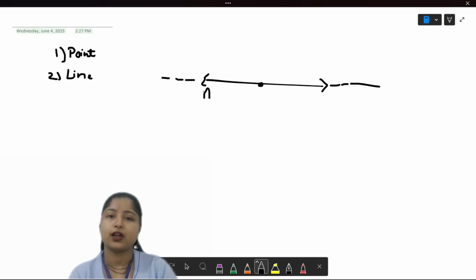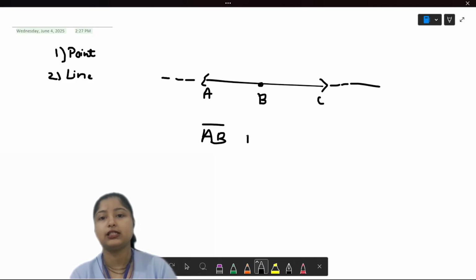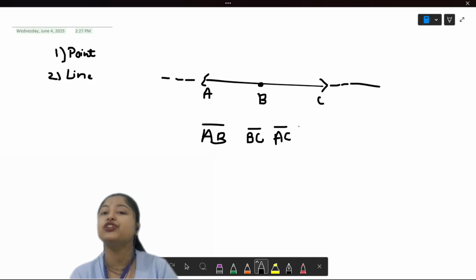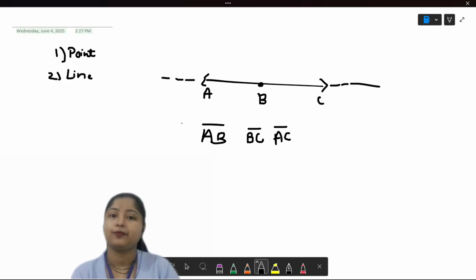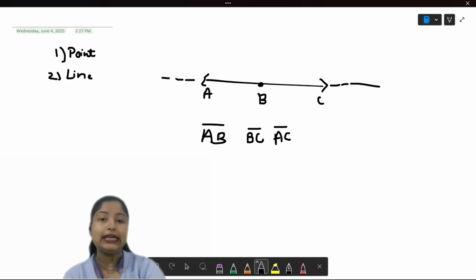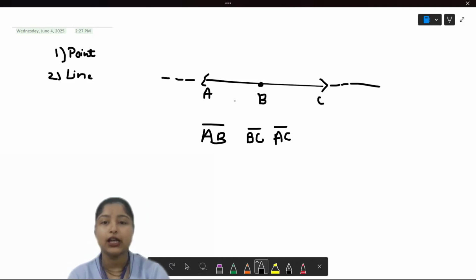Now, you can name this line whatever you like. Let's name this line ABC. You can call it line AB, or line BC, or line AC. This is how we show a line in mathematical representation: you just draw a line on top of its name. That's how you show a line.